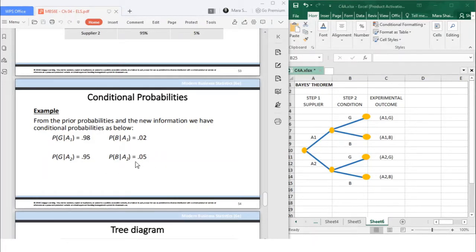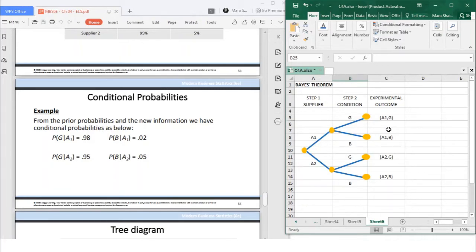Now, if we try to analyze it using a tree diagram, it looks like this. Your product, or your part, comes from two suppliers, supplier 1 and supplier 2. Supplier 1, what you receive is either a good part or a bad part, so you have two outcomes. Supplier 2, what you receive is also a good part or a bad part. So in this, you already have four experimental outcomes.